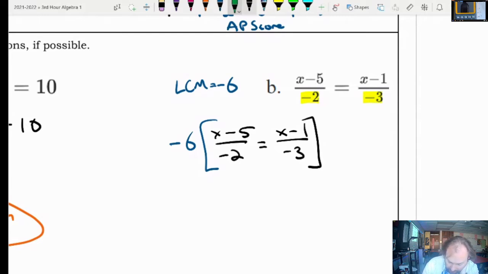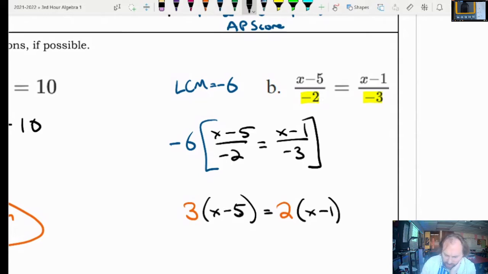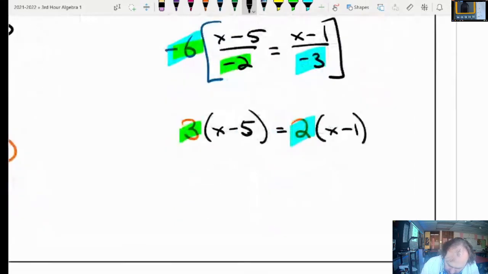Now what's going to happen here is that negative 6 divided by negative 2 will put a 3 out in front of x minus 5. And it will put a 2 out in front of x minus 1. Like that. Negative 6 divided by negative 2 is 3, and negative 6 divided by negative 3 is 2, and that's where those numbers came from. And now it's a pretty straightforward problem.